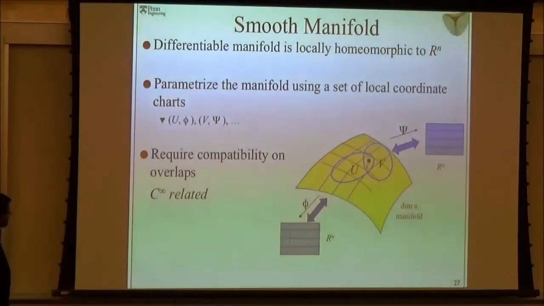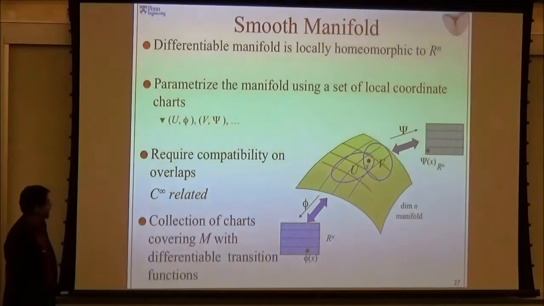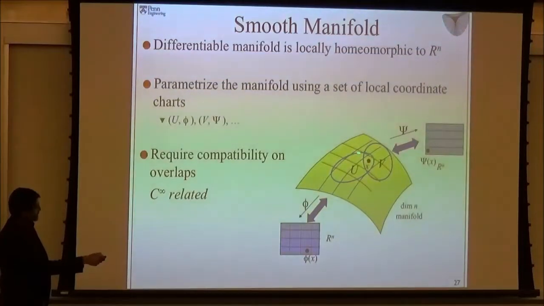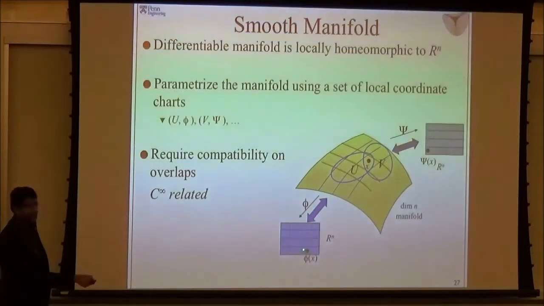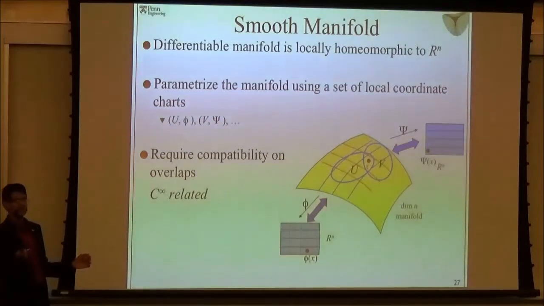So again, the point x maps to phi of x, it also maps to psi of x, and I want to be able to go from psi of x back to x using the inverse of psi, and then forward with phi. So the composition of phi and psi inverse should be infinitely differentiable.